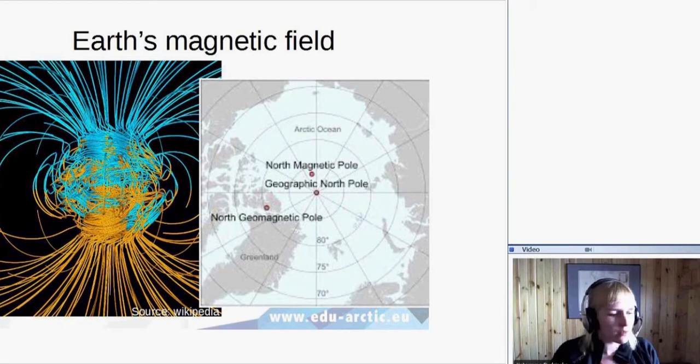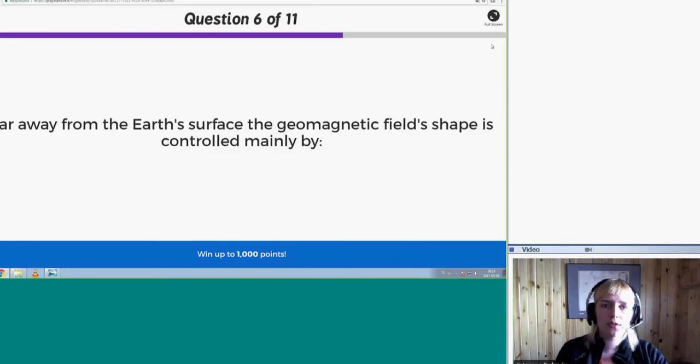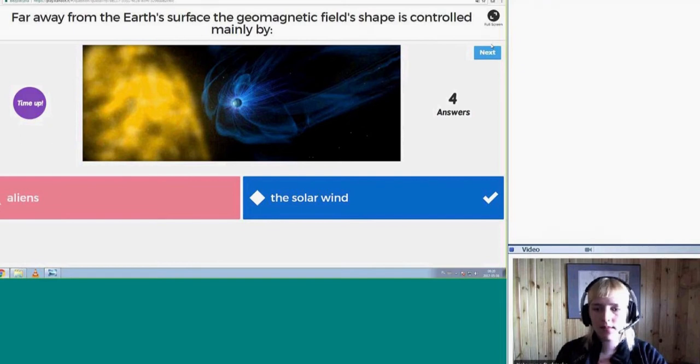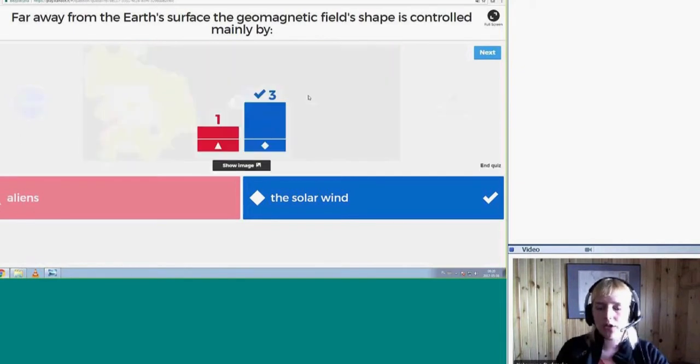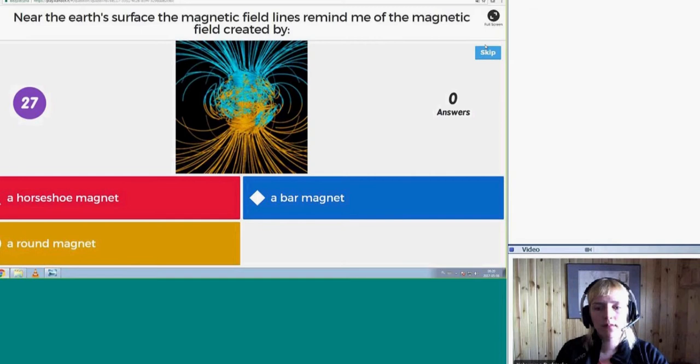Okay. Now let's go back to the quiz. This question is in connection to my previous lesson about auroras, but I think it's easy enough, so even if you didn't participate, you can still answer this, I hope. So far away from the Earth's surface, the geomagnetic field lines are controlled by solar wind interaction. Solar wind controls the shape of the Earth's magnetic field. But what is happening closer to the Earth's surface? What do you think?